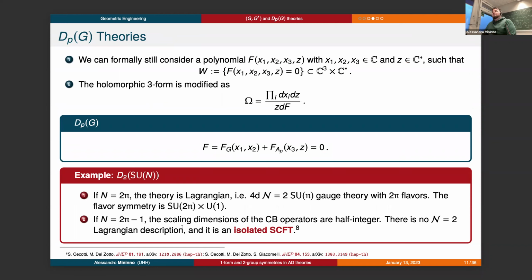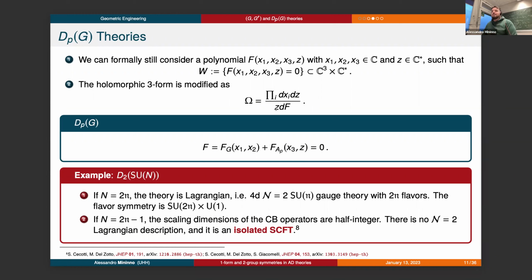But we can be more general. The idea is that instead of considering a polynomial in C^4, you can consider it in C^3 times C*. One of these variables is a C* variable. And then you modify your theory consequently. You treat it in the same way. And the examples of this theory are the DPG theories, in which you fix one of the polynomials, the one associated to A_p, as a C* variable, and the holomorphic three-form is modified.